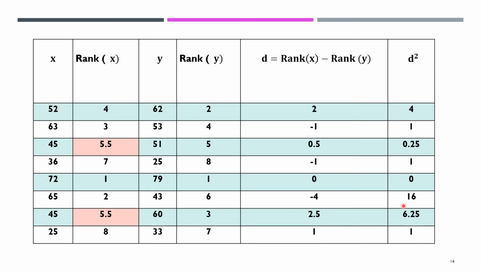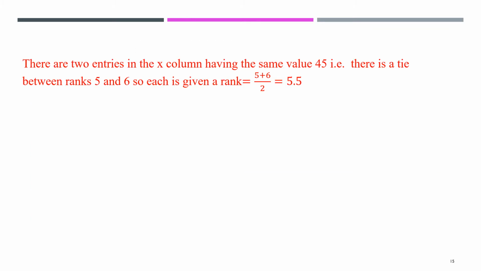Again adding this D square column. Here in this table we now have one rank repeated, so we have to apply the formula for the repeated rank. Both the repeated and non-repeated rank formulas require summation D square. So adding all these values of the D square column, summation D square comes out to be 29.5.